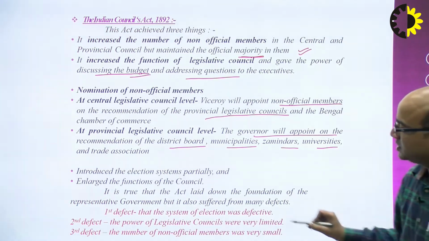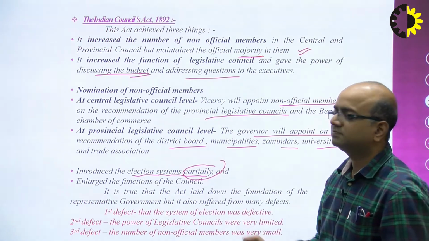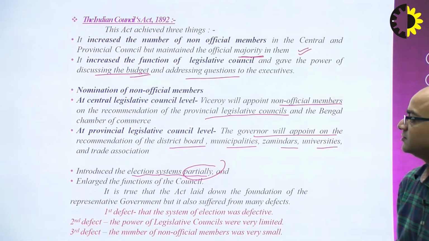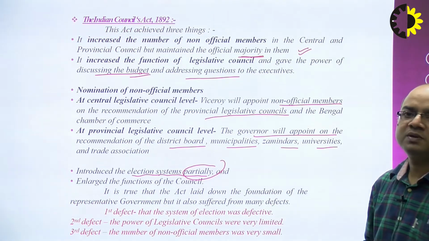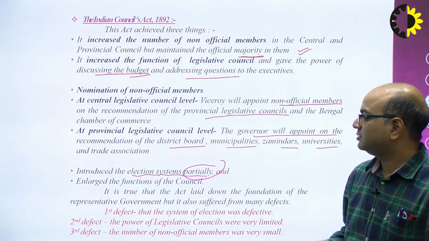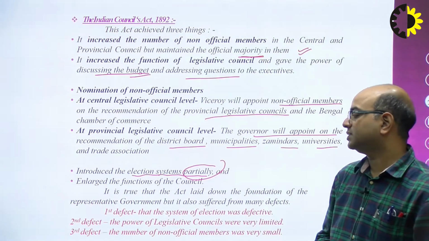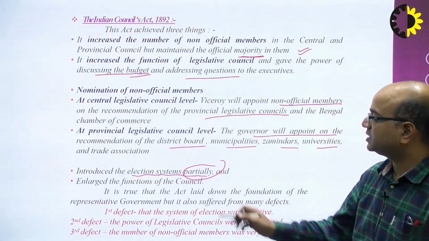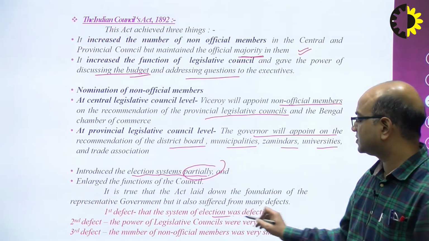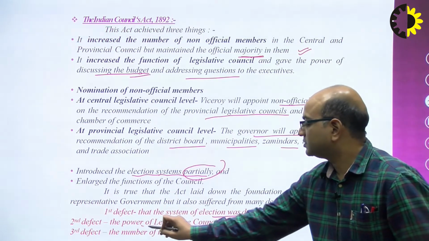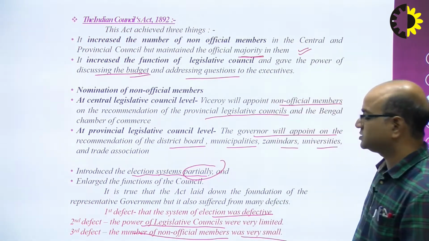Here we see that up to some extent there was an introduction of the election system, though it was only partially introduced. Not every person was given the right to vote, but some influential and rich people were given the right. It enlarged the functions of the council, and it is true that the act laid down the foundation of representative government, but it also suffered from many defects: the system of election was defective, the powers were highly limited, and the number of non-official members was very small.